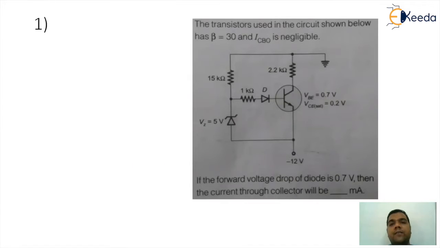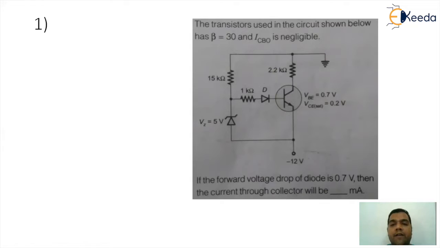The question says, the transistor used in the circuitry shown below has beta 30 and ICBO is negligible. If the forward voltage drop of the diode is 0.7 volt, then the current through the collector will be dash milliampere. So let's have a look at the circuitry first.